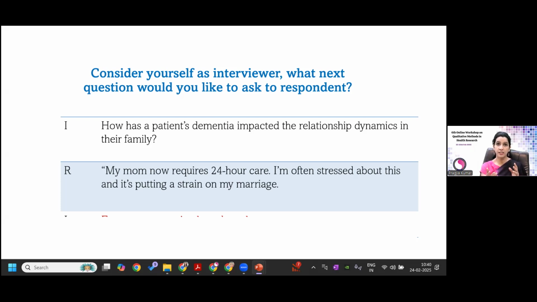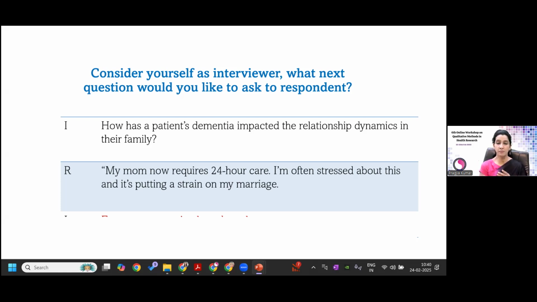And again, like it is putting a strain on my marriage. This is a very important thing, because again and again you have to remember your central question or your central phenomenon. You are not going to explore something which is not related to your central question. Otherwise the interview will be very long, and you will not gain much from it.